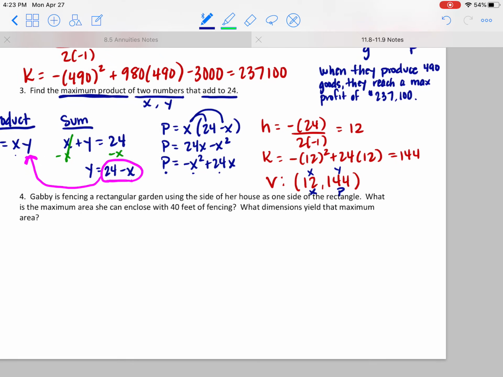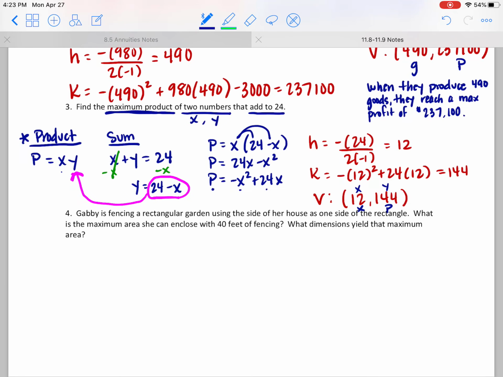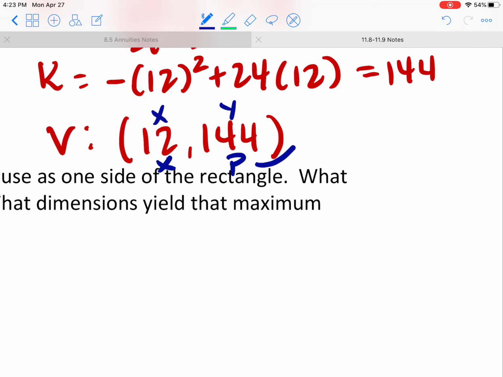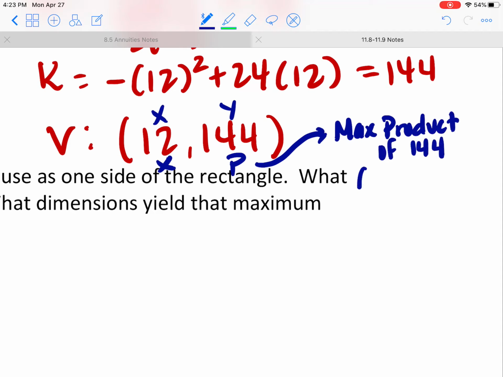Well, in place of x, we still have x, so this still represents an x value, but in place of y, we don't have a y. What do we have? We have a p. So we know that p stood for product. There's a maximum product of 144, and one of the numbers is 12. That means the other number has to also be 12. But the only question here is to find the maximum product.